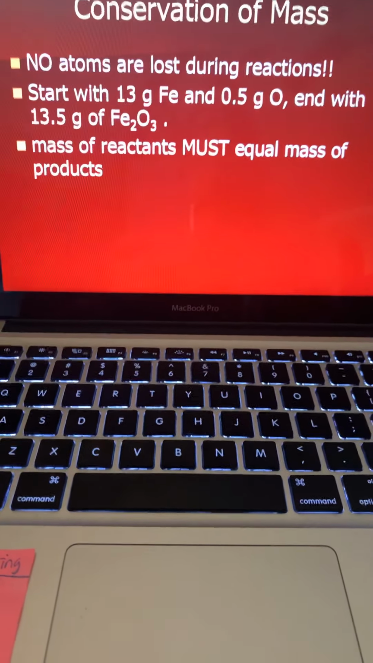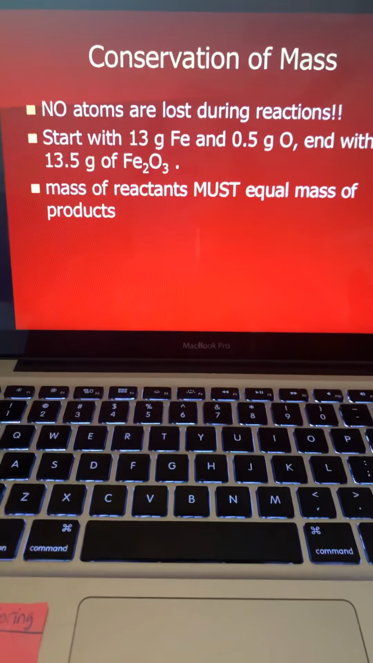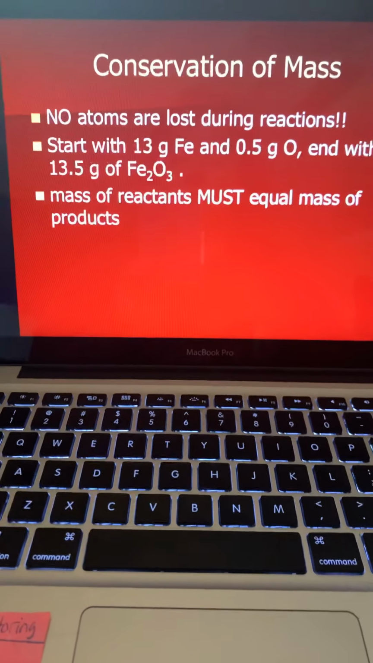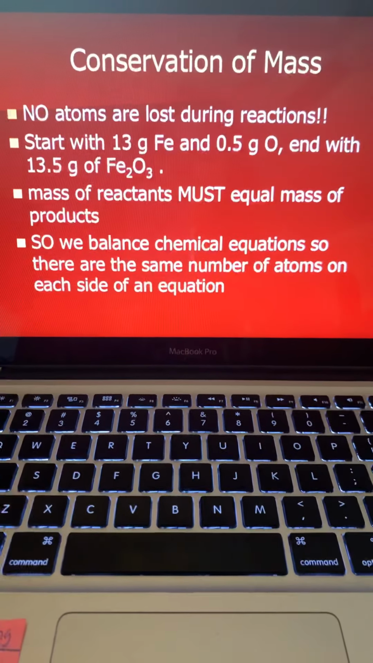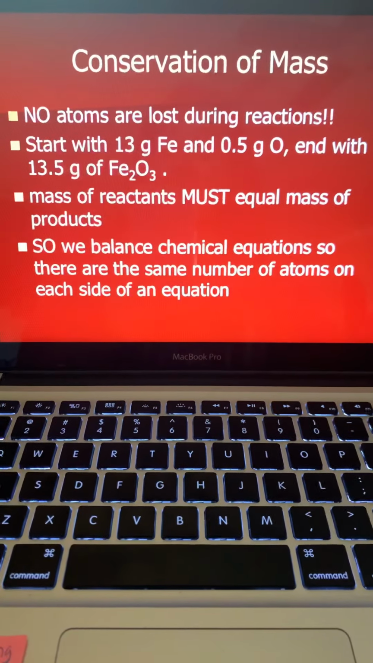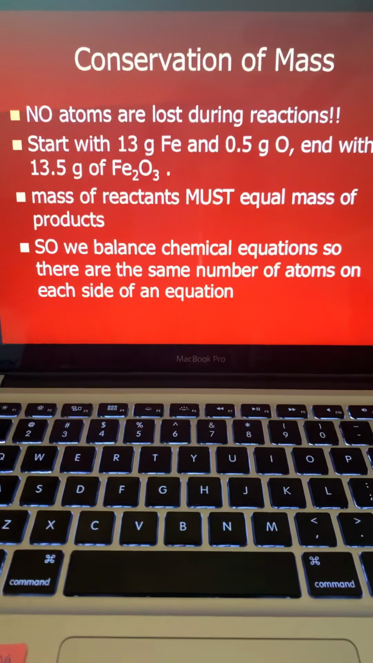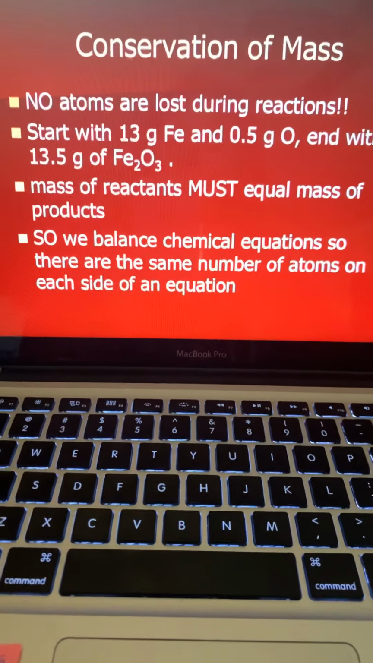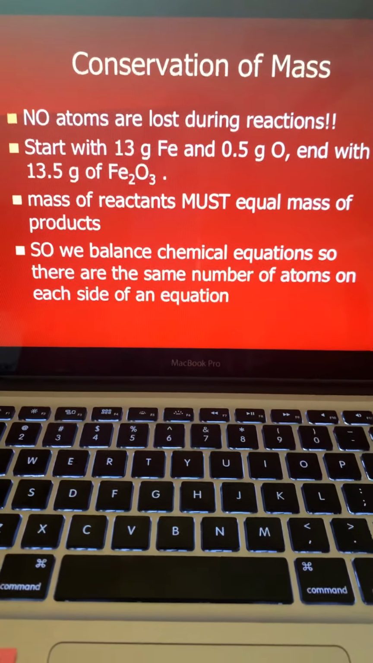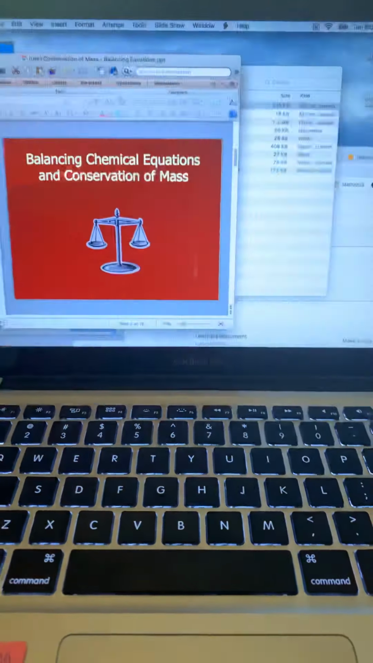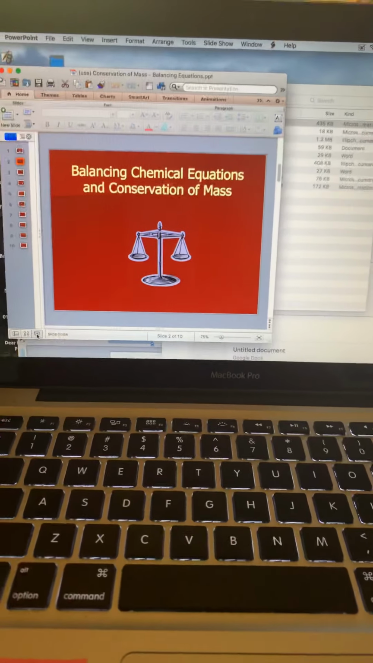Anyway, the mass of the reactant must equal the mass of the product. So we balance chemical equations so that there are the same number of atoms on each side of an equation. Not only the same number of atoms, but the same kind on each side. All right, we're going to work some more on that in the next video.